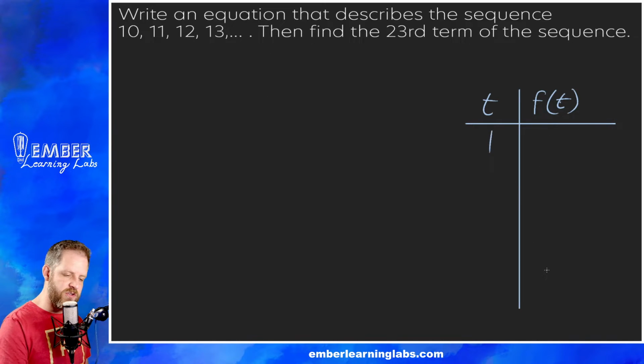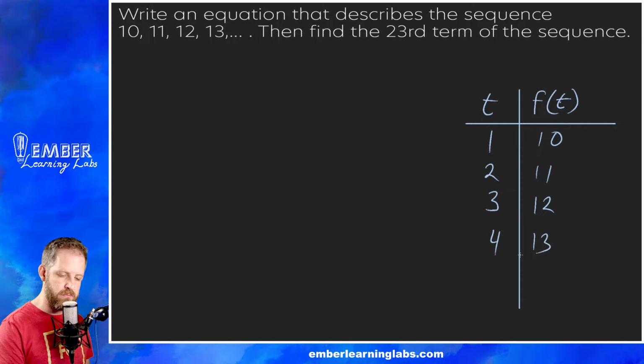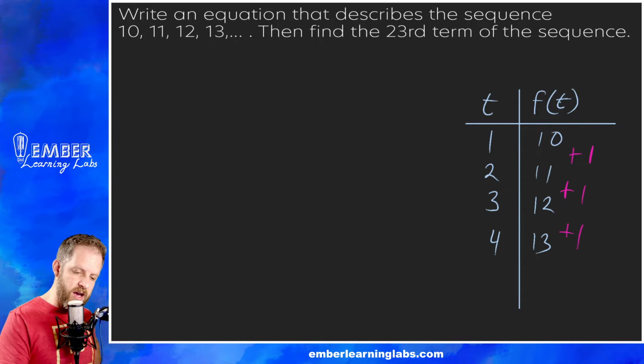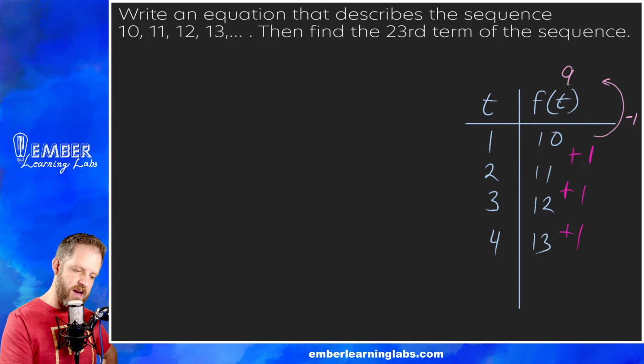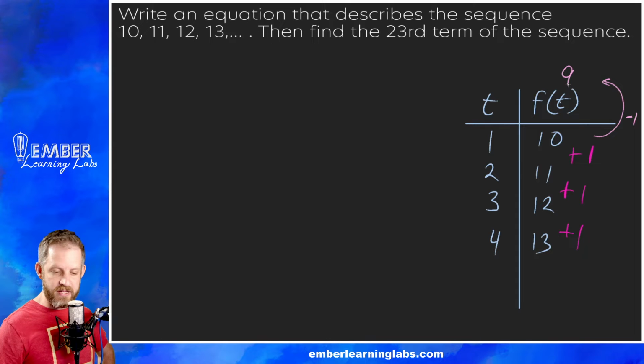So the first term is 10. The second term is 11. The third term in our list is 12. The fourth term in our list is 13. So over here, we're adding 1 each time: plus 1, plus 1, plus 1. Now we need to go back up and get the 0 term, so we subtract off 1. 10 minus 1 is 9. So now we have the pieces of our puzzle.